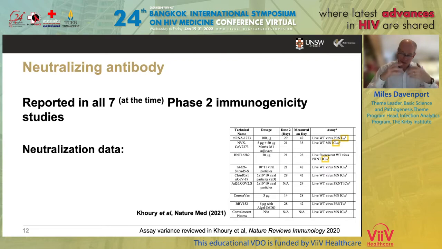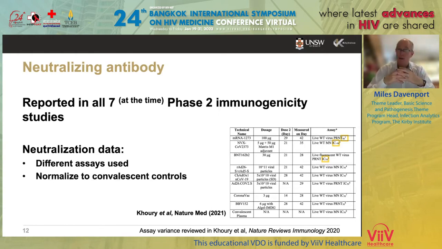So all 7 different phase 2 studies use different assays. So you can see here that the Moderna study used a PRNT80, Novavax an IC99, Pfizer, PRNT IC50. So as we've reviewed elsewhere, it's difficult to directly compare these numbers between assays because they're measuring somewhat different things. But fortunately, all of them had a normal convalescent control group in the study.